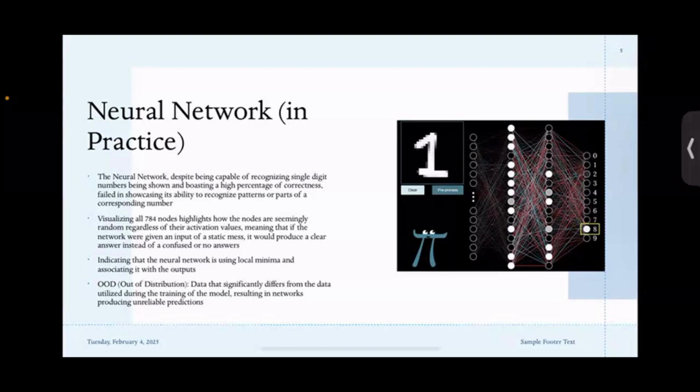Now this OOD, or out of distribution, refers to data that significantly differs from the data utilized during the training of the model, resulting in networks producing unreliable predictions. So because I drew this number 1 in a manner that was never picked up in the training data, it will produce an unpredictable solution.